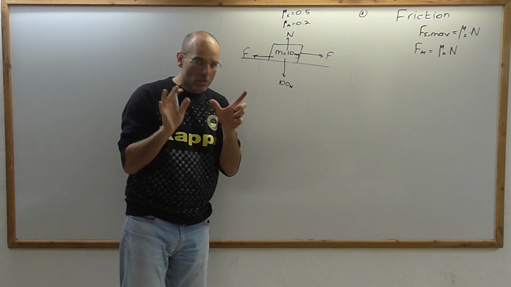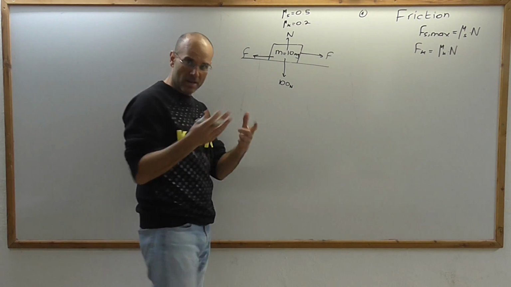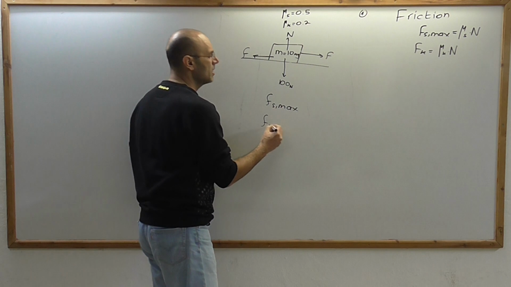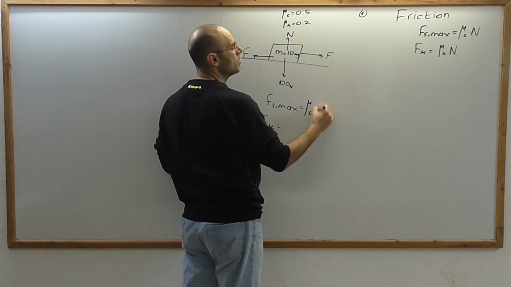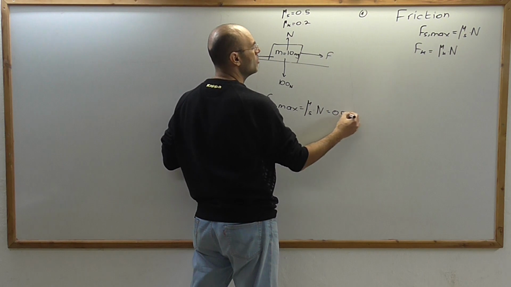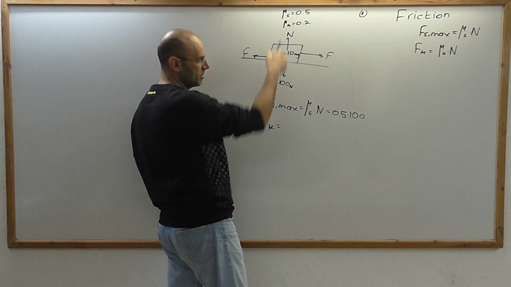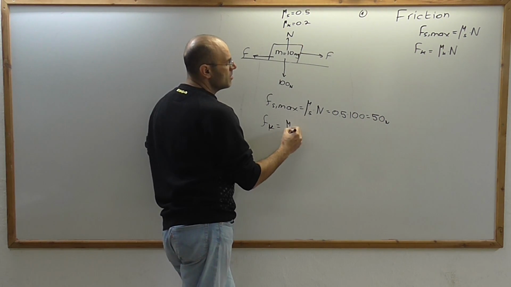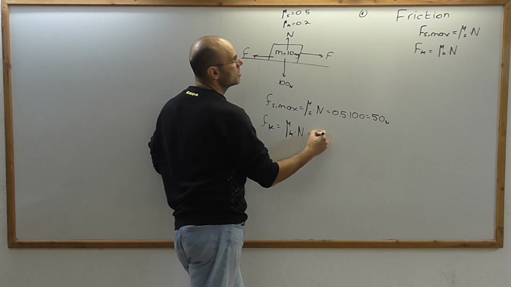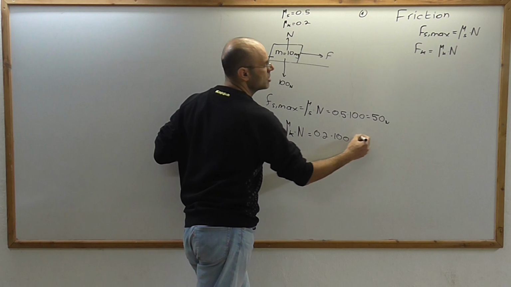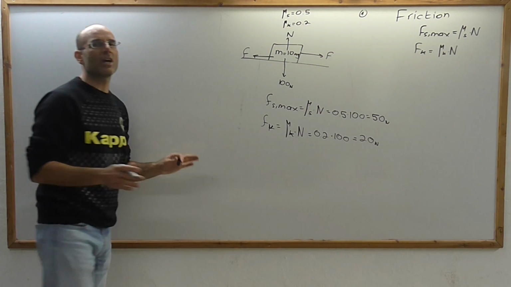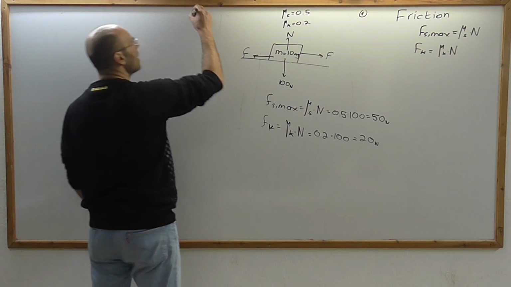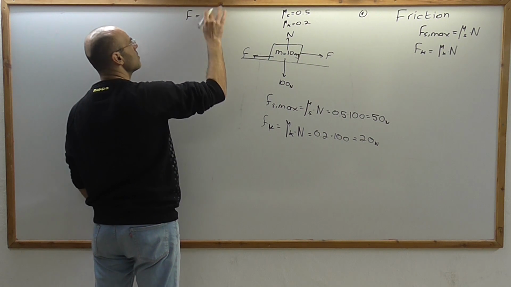Before anything you do in these exercises, this is my advice to you, always write for yourself the Fs max and the Fk. Fs max is mu s multiplied by n. In this case it is 0.5 multiplied by 100, because n and 100 are the same. It's 50 newtons. F kinetic is mu kinetic multiplied by n, which is 0.2 multiplied by 100, which is 20 newtons. Now we'll start asking the questions.